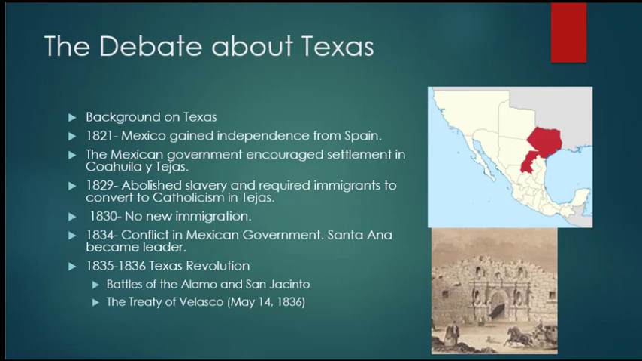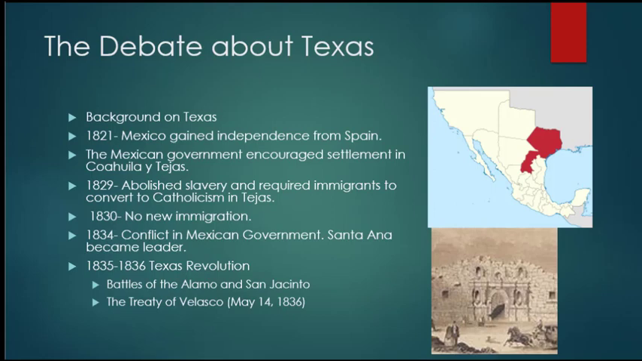In 1829, Mexico really is going to attempt to address this, and they're also trying to slow down immigration. One thing they do in 1829 is they abolish slavery, and they require all new immigrants to convert to Catholicism. So they really thought that by doing these two things, abolishing slavery and forcing immigrants to convert to Catholicism in Tejas, it would slow down immigration.